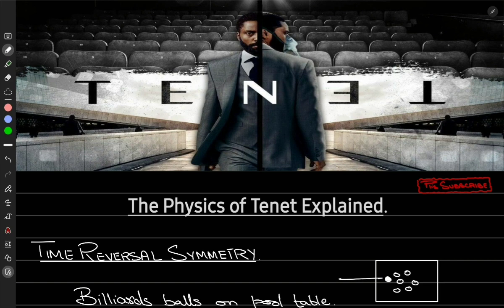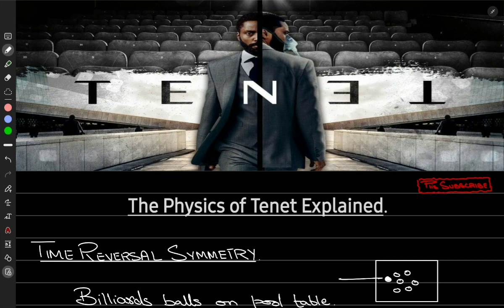The violation of the second law of thermodynamics and the potential paradoxes that we have discussed are just a few examples of the problems that arise when time inversion is explored in a scientific context. Nevertheless, Tenet has succeeded in capturing the public's imagination and bringing the concept of time inversion to the forefront of popular culture. So in this video, we have explored the concept of time inversion in Tenet from a physics perspective, or a mathematical physics perspective.